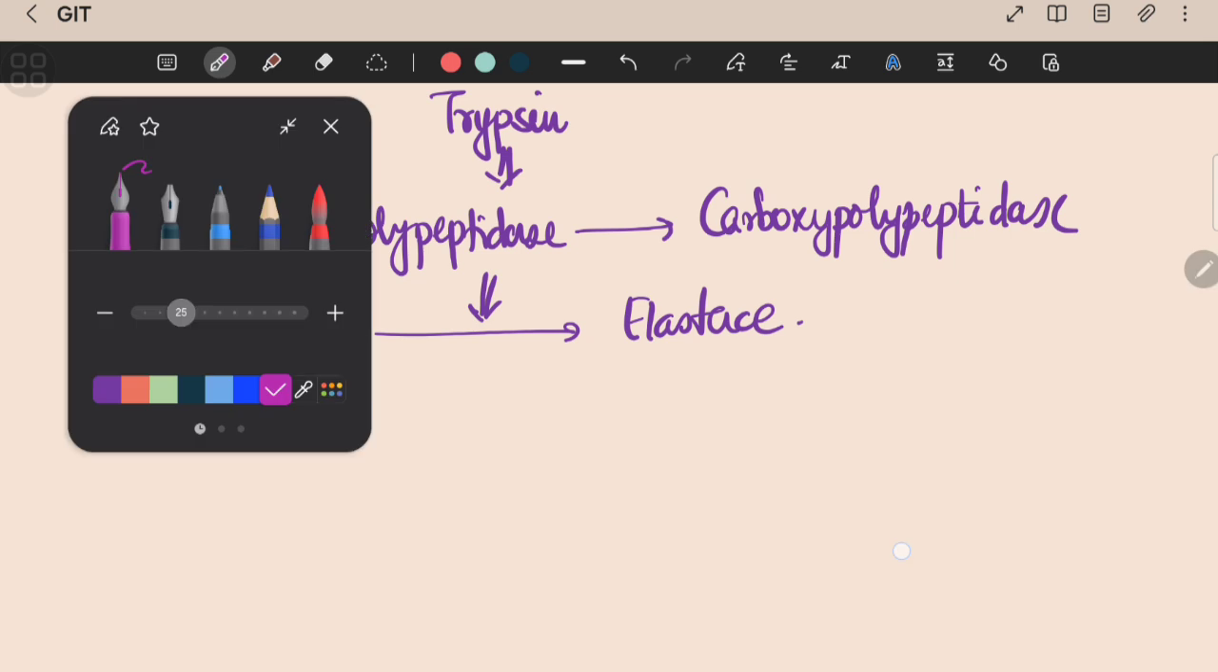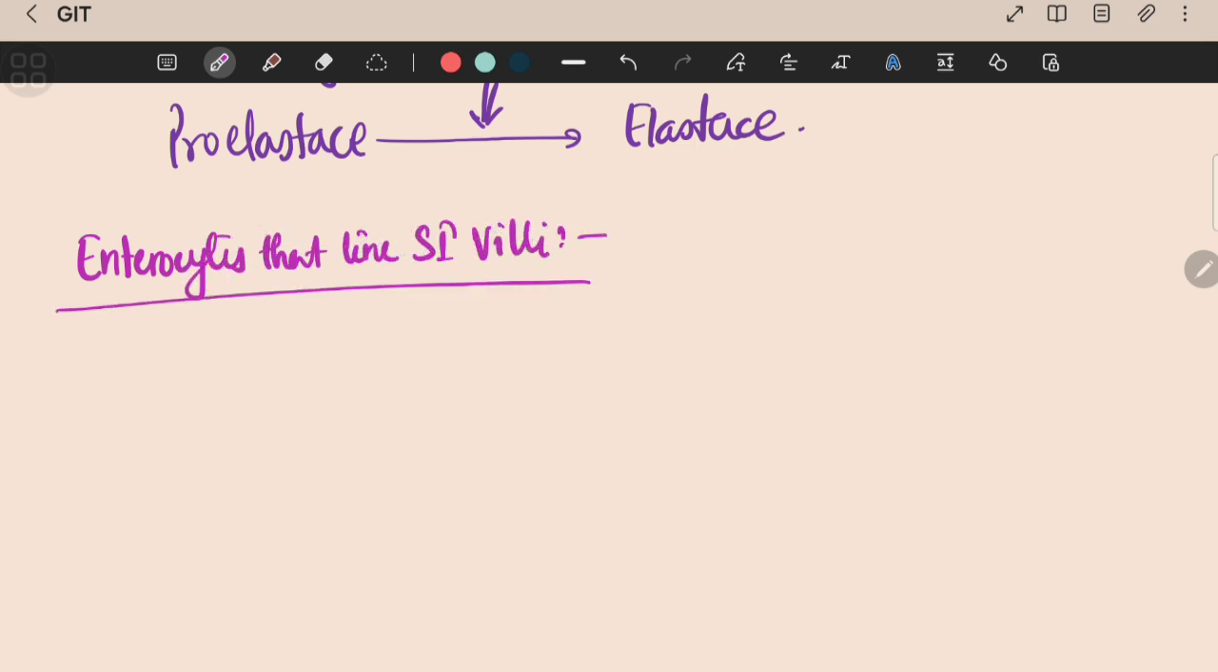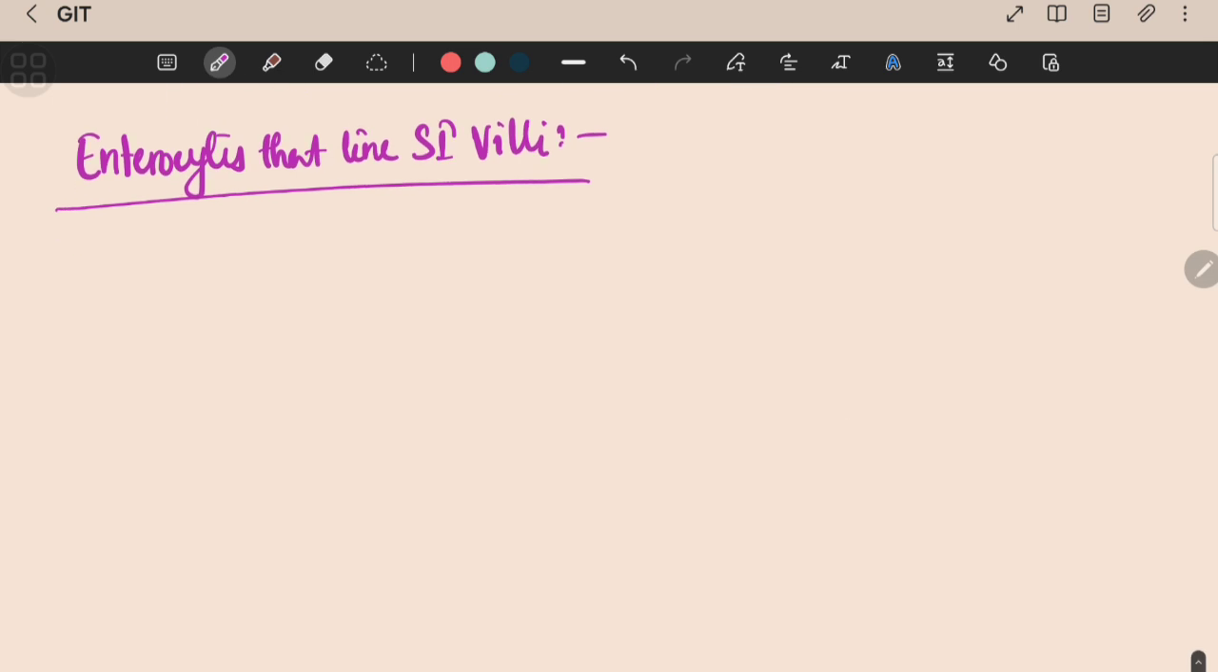Now see what actually happens: there is digestion of the peptide by peptidases in the enterocytes. At the level of the enterocytes that line the small intestinal villi, there is brush bordered epithelium which has microvilli present. Now, two types of peptidase enzymes.